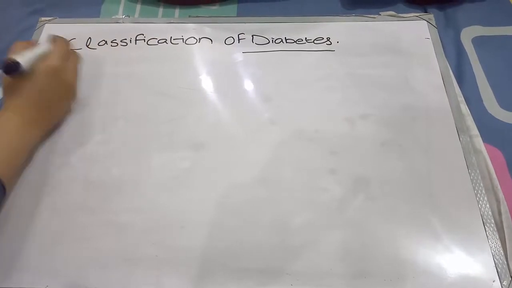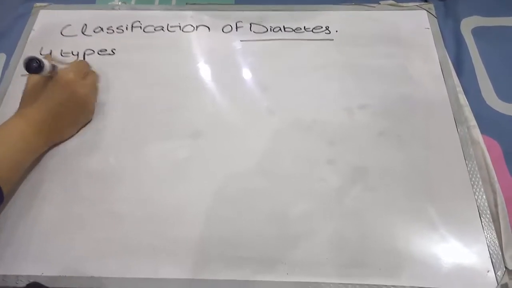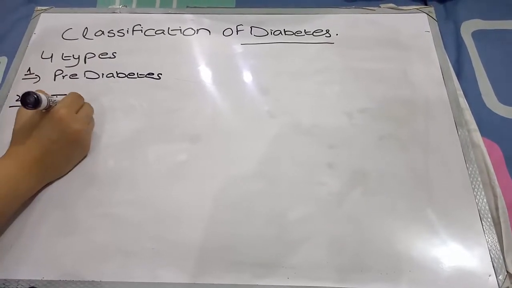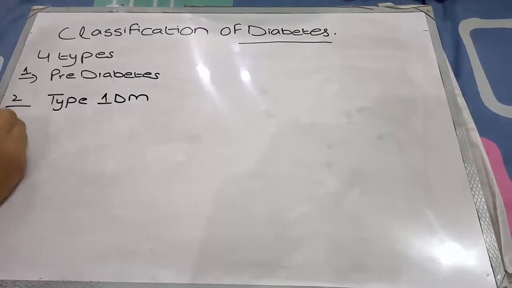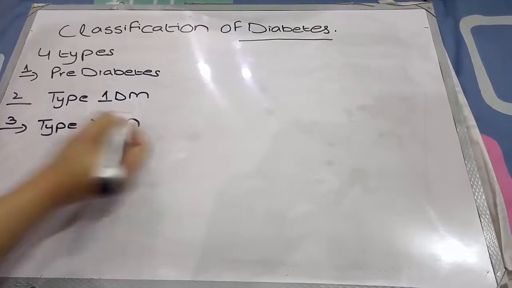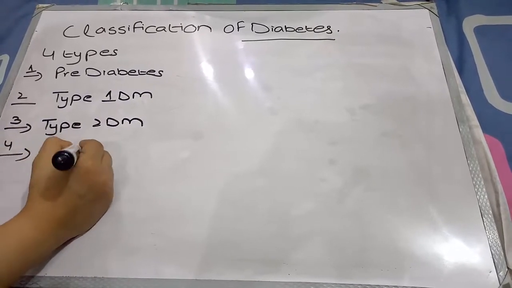There are four major types. Number one, pre-diabetes. Number two, type 1 diabetes mellitus. Number three, type 2 diabetes mellitus, and number four, gestational diabetes.